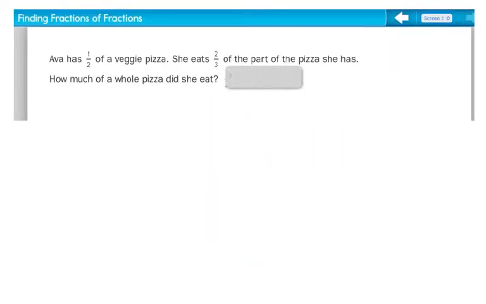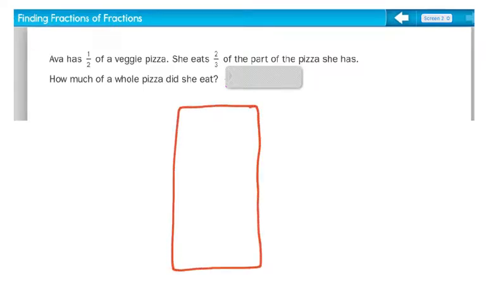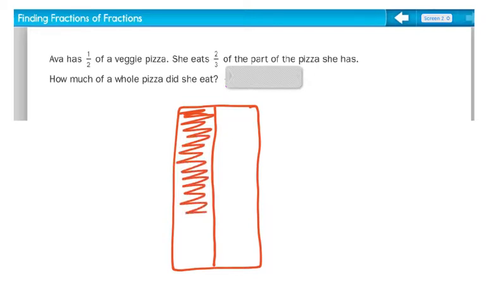Let's try another one. Erase your whiteboard. Ava has half of a veggie pizza. She eats 2/3 of the part of the pizza she has. How much of the whole pizza did she eat? Okay, so let's imagine it's a square pizza. It's easier to divide those in half. So she eats half of that pizza. So let's shade in half.